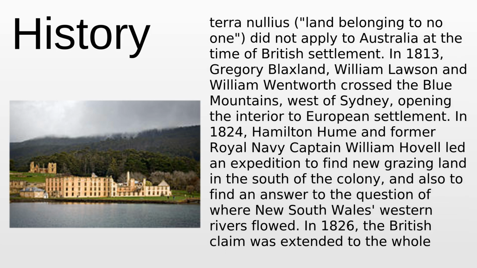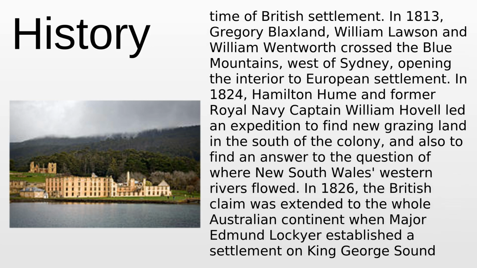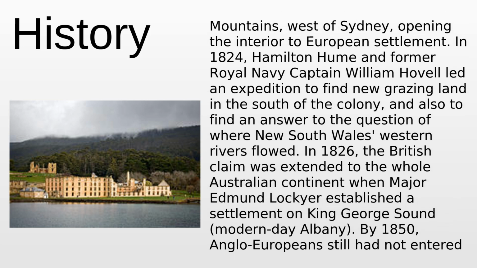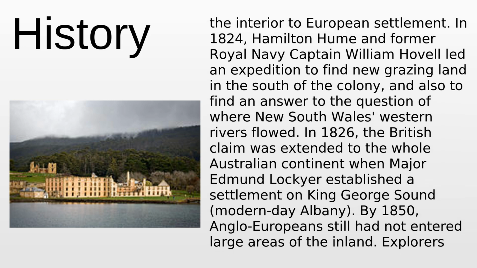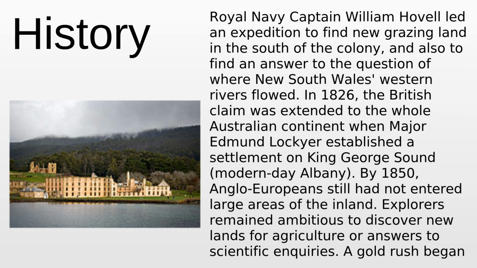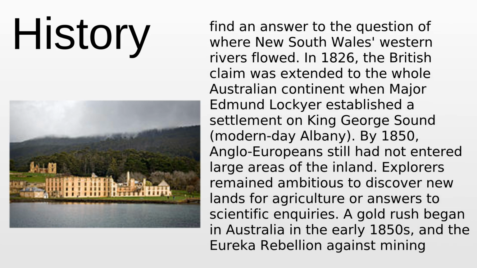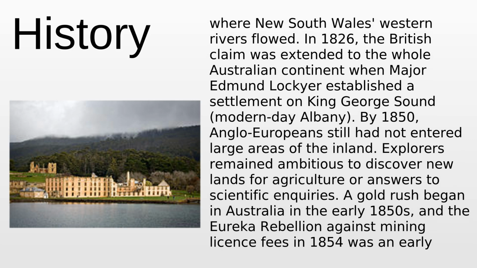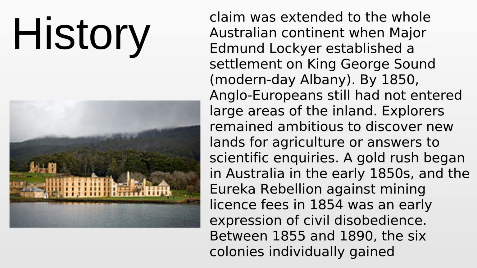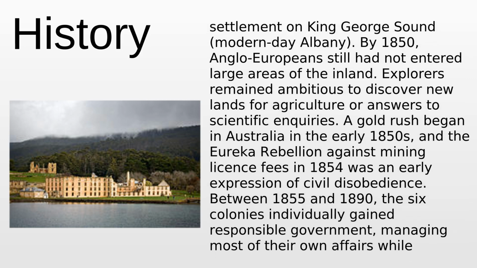In 1813, Gregory Blaxland, William Lawson and William Wentworth crossed the Blue Mountains, west of Sydney, opening the interior to European settlement. In 1824, Hamilton Hume and former Royal Navy Captain William Hovell led an expedition to find new grazing land in the south of the colony, and also to find an answer to the question of where New South Wales' western rivers flowed. In 1826, the British claim was extended to the whole Australian continent when Major Edmund Lockyer established a settlement on King George Sound, modern-day Albany. By 1850, Anglo-Europeans still had not entered large areas of the inland.